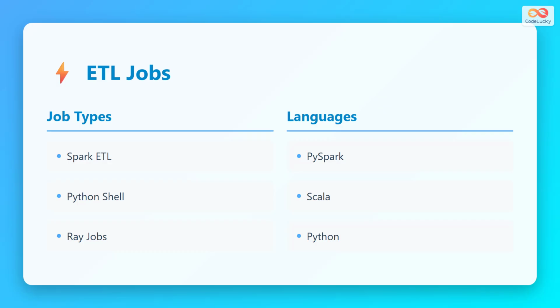AWS Glue supports different types of ETL jobs to handle various data processing needs. The three main job types are Spark ETL for large-scale data processing using Apache Spark, Python Shell for lightweight Python scripts, and Ray jobs for distributed computing workloads. You can write your ETL code in multiple programming languages. PySpark is the Python API for Apache Spark and is commonly used for big data transformations. Scala is another option that runs natively on Spark, and standard Python can be used for simpler data processing tasks. This flexibility allows you to choose the right tool for your specific use case.